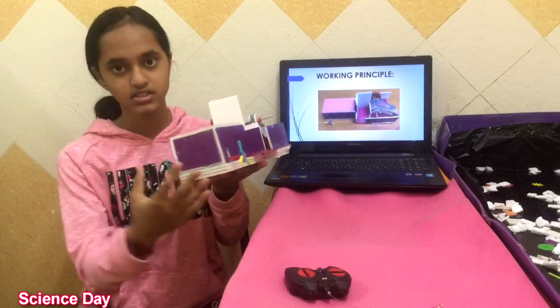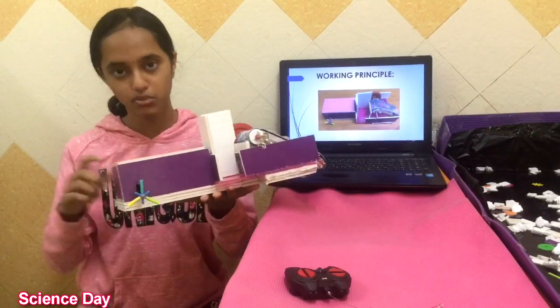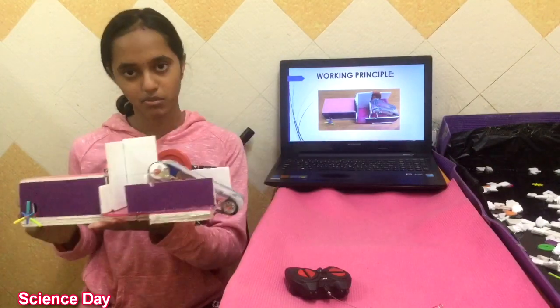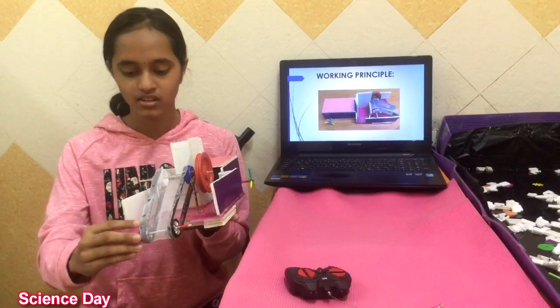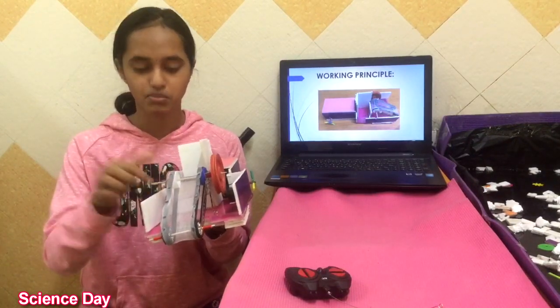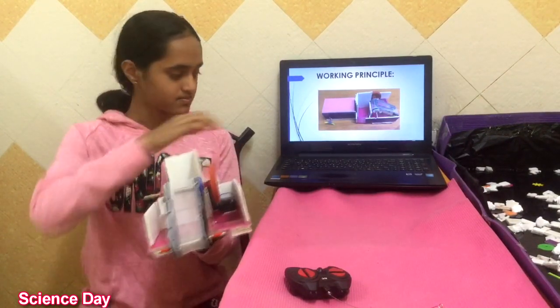Here are the two propellers. As the propellers keep rotating, they will push the water back and hence the boat will move forward. And here is the conveyor belt which will rotate and pick up the waste in front of it.